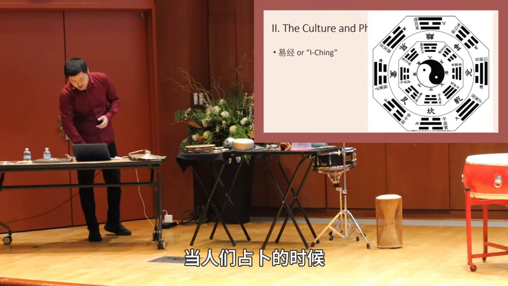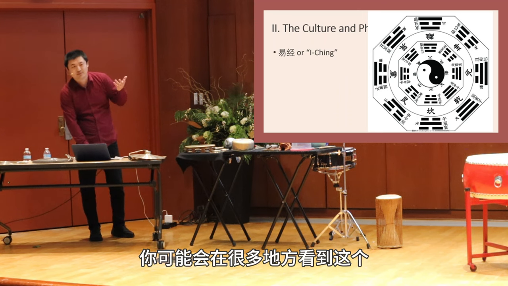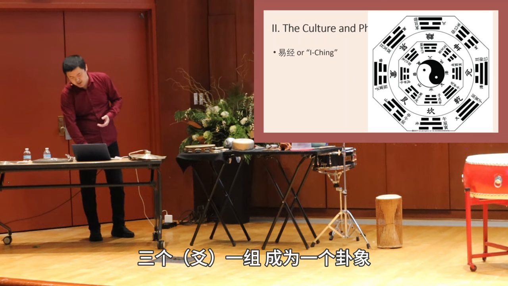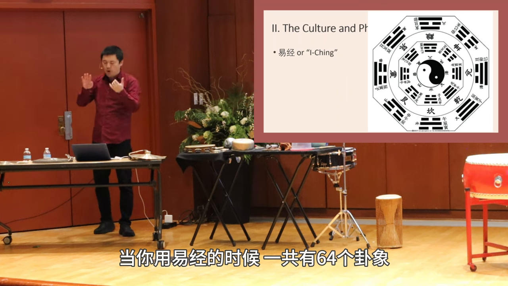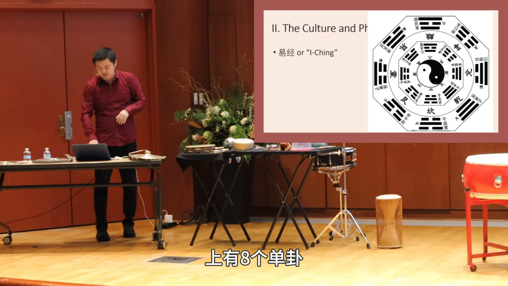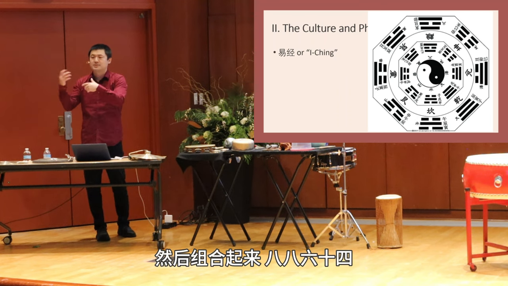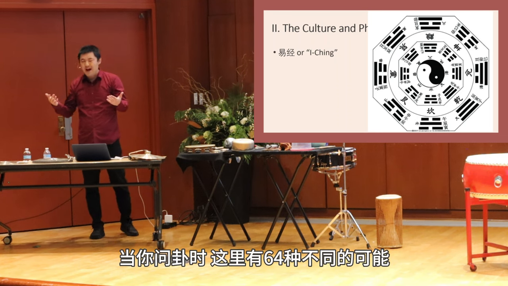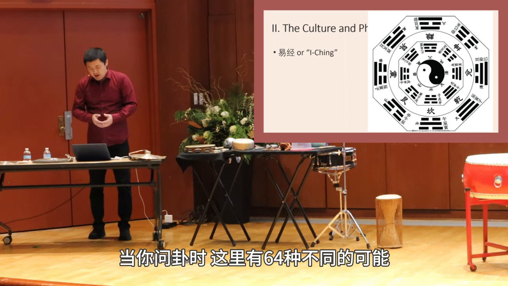So when they do the divination, you probably see this in many places. It has the hexagrams, and actually, three lines could be one trigram, and when you really use the I Ching, it has 64 of them. The top has 8 options, and the bottom has 8 options, and combined together, 8 times 8, 64. Those are 64 different possibilities when you try to get the result of the thing that you asked about.